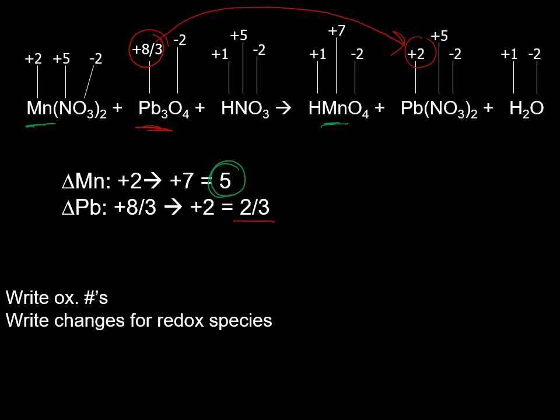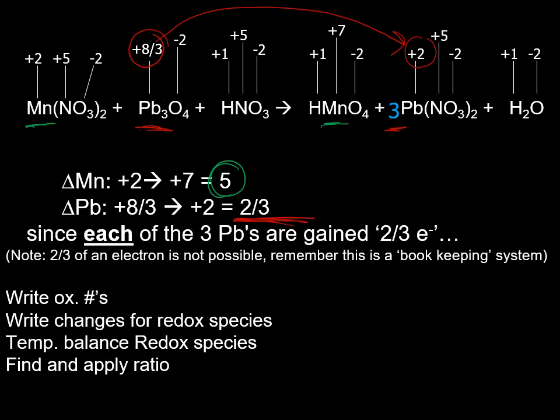We have 3 of them on the left, so we're going to have 3 on the right, and we're going to have to put that 3 in as our temporary coefficient, and then this 2/3 of an electron we're going to be multiplying by 3. And that should make us happy because 2/3 multiplied by 3 is going to give us our 2 electrons that we're actually dealing with there for the entire species. So the changes in electrons, we're talking about a loss of 5 electrons and a gain of 2 electrons. And so we want those to be equal.